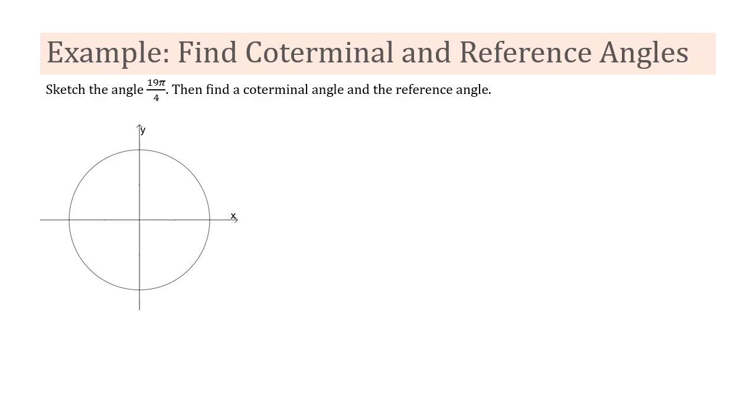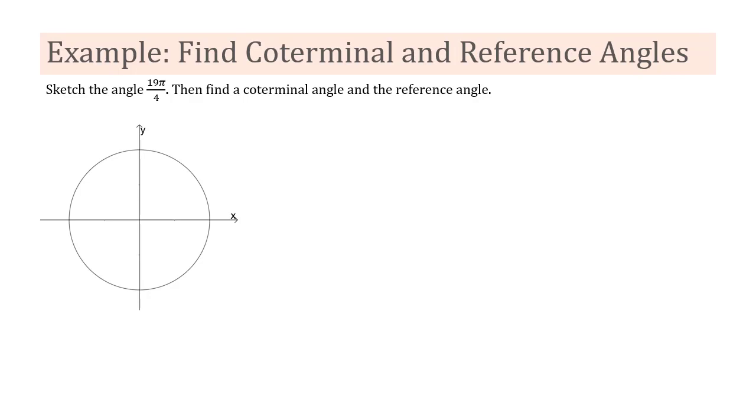All right, let's take a look at an example. Sketch the angle 19 pi over 4, and then find a coterminal angle and the reference angle. A coterminal angle tells you there could be more than one correct answer. Remember, there are infinitely many. And then there's one reference angle. First, I want to identify where 19 pi over 4 is. If you are given something in fourths, one way of finding where that angle measure is, is by counting in fourths.